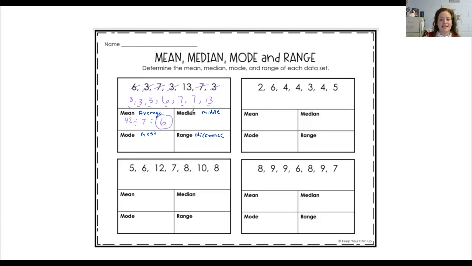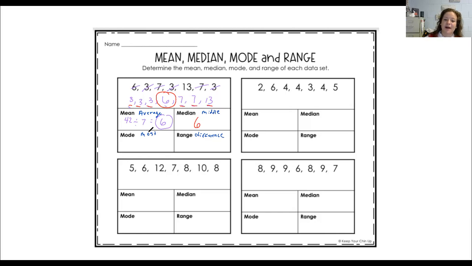Now let's look at the median. Median is the number in the middle. So we simply are just going to start from one side and work our way in. Okay, so looking at that, we have 1 here. 2 on both sides, 3 on both sides, and then this number right here, 6, is in the middle. So our median is going to be 6.